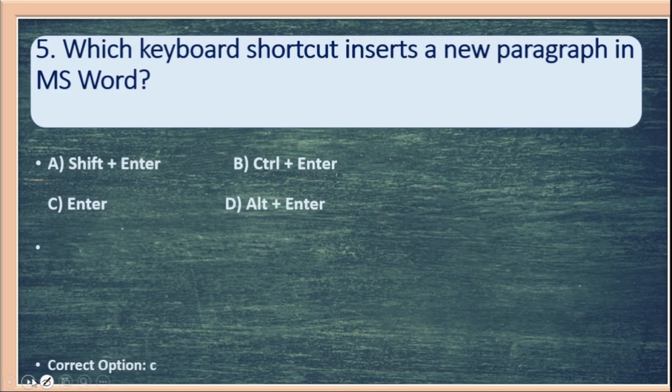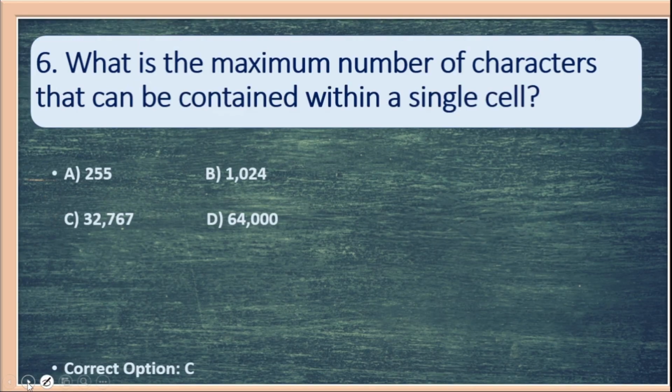Which keyboard shortcut inserts a new paragraph in MS Word? Shift plus Enter, Ctrl plus Enter, Enter, Alt plus Enter. Answer is C, Enter. What is the maximum number of characters that can be contained within a single cell? 255, 1024, 32,767, 64,000. Answer is C, 32,767.